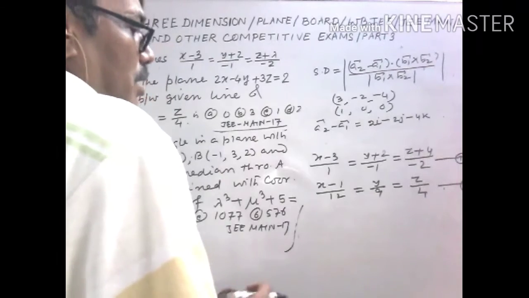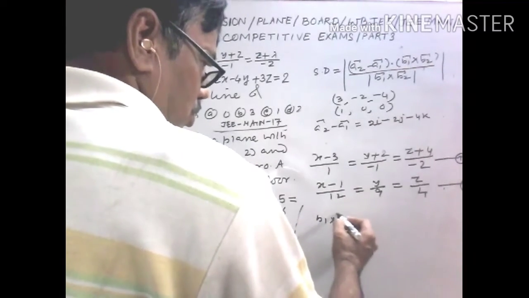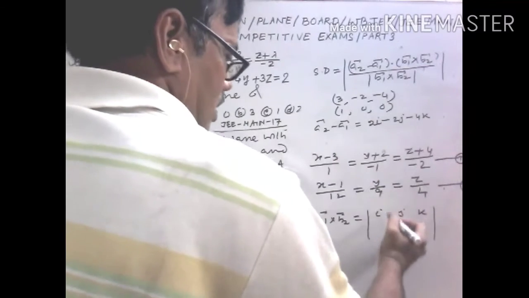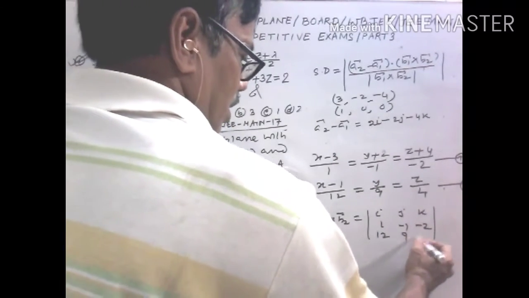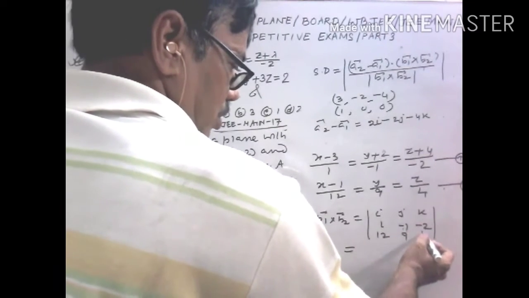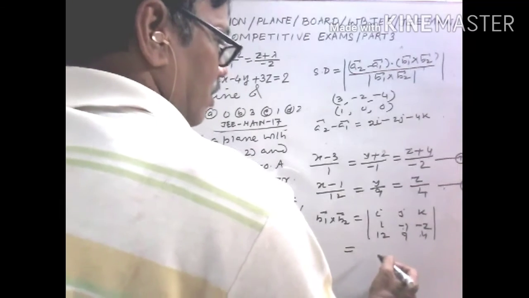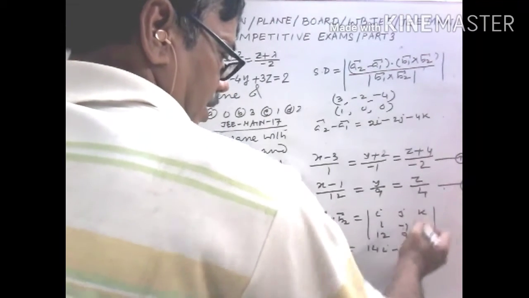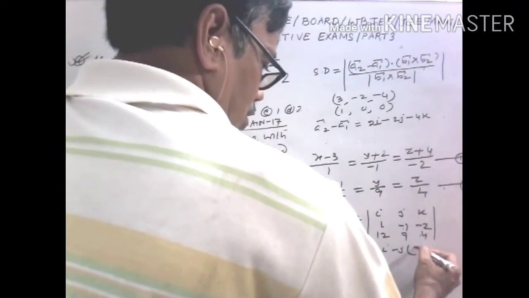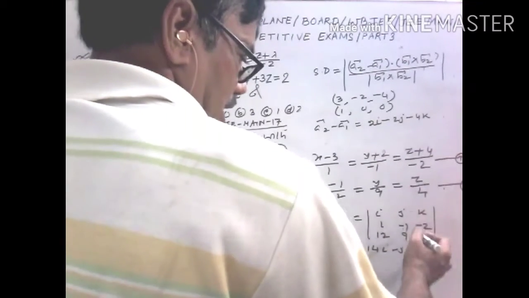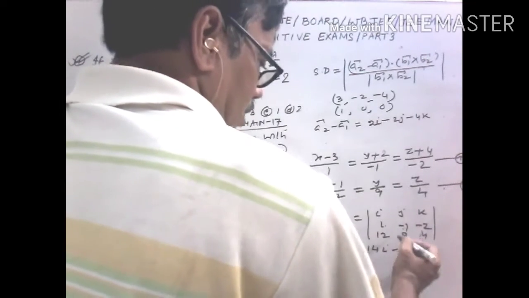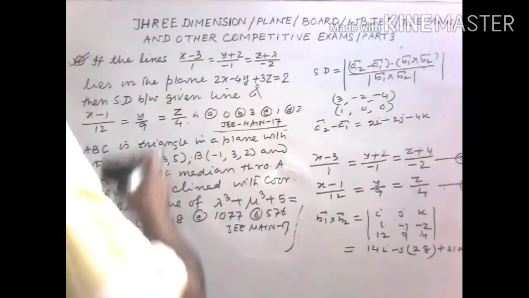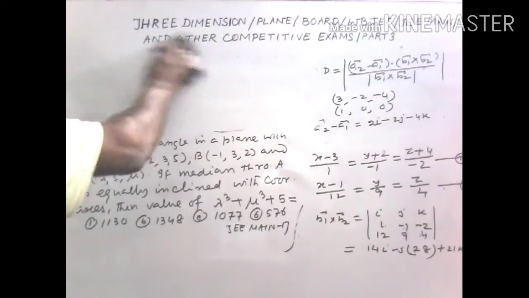And what is B1 cross B2? B1 cross B2 is the determinant i j k, 1 minus 1 minus 2, 12, 9, 4. So if we simplify, minus 4 plus 18, so this is 14i. Minus j, 4 plus 24, this is 28j. Then k, 9 plus 12, so 21k. So we are getting these three.